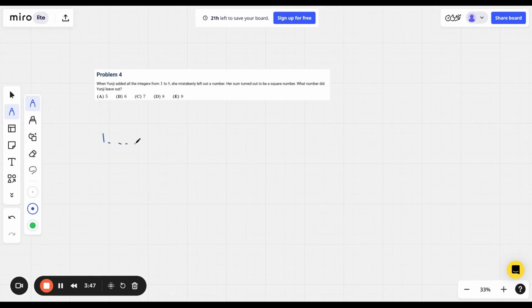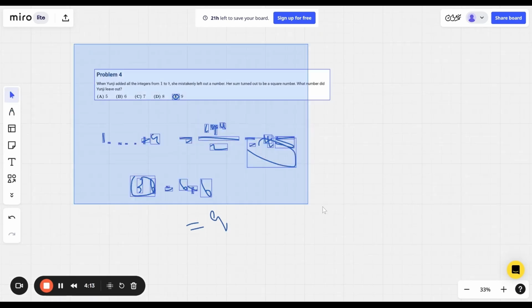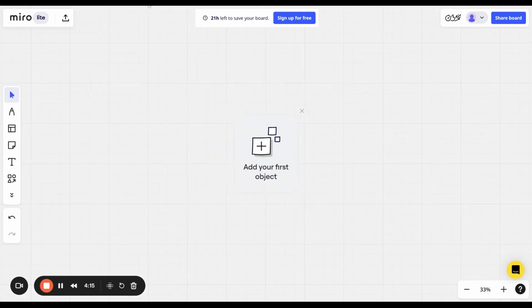So first we can just find the sum of the numbers from 1 to 9, which by the formula is just 10 times 9 divided by 2, which equals 45. Now the nearest perfect square to this is going to be 36, which equals 6 times 6. The only digit big enough to be able to get 36 from 45 is 9. And this gives us C.